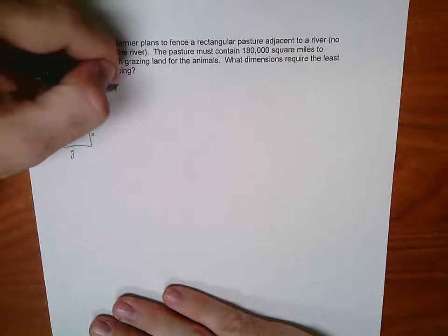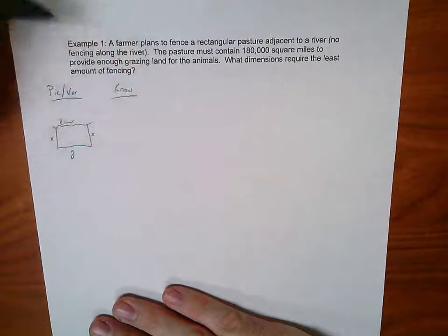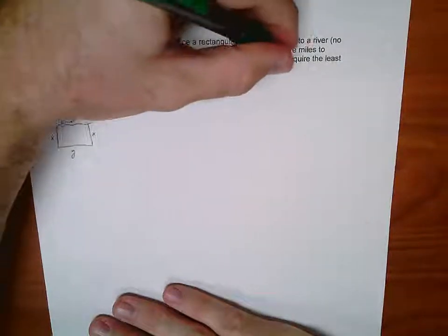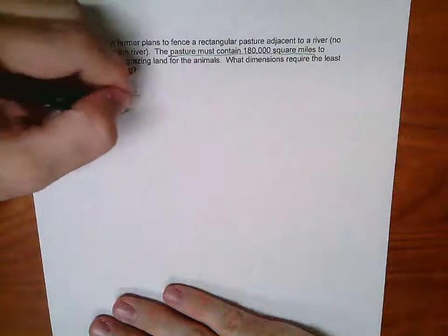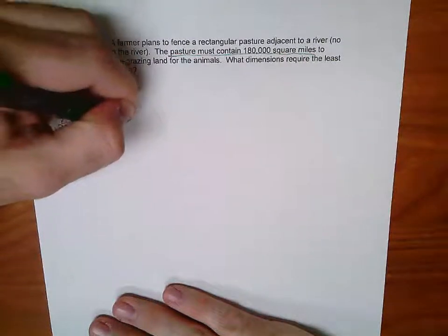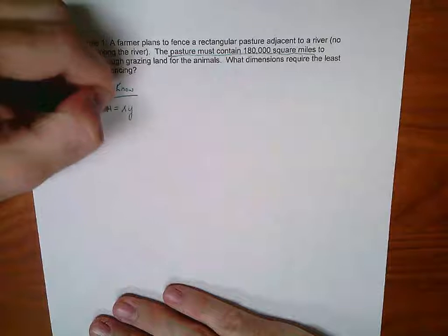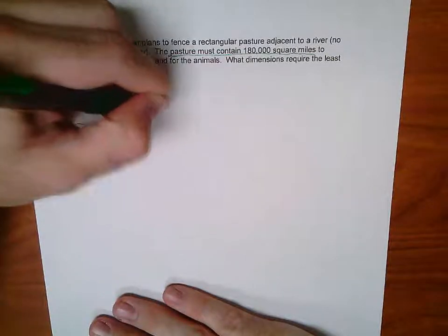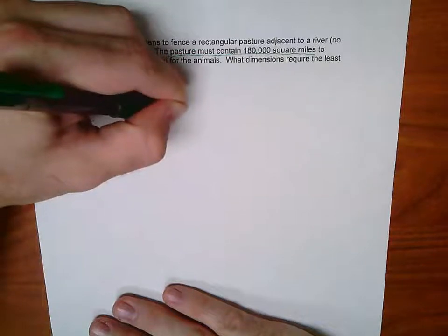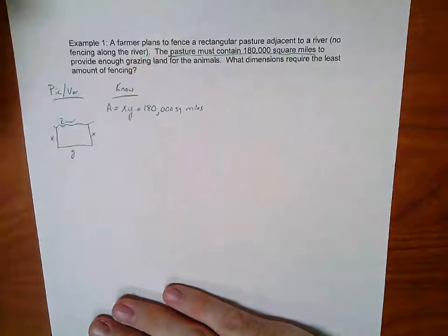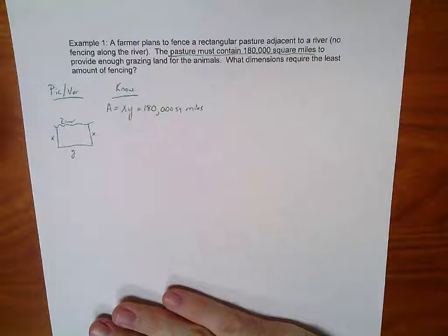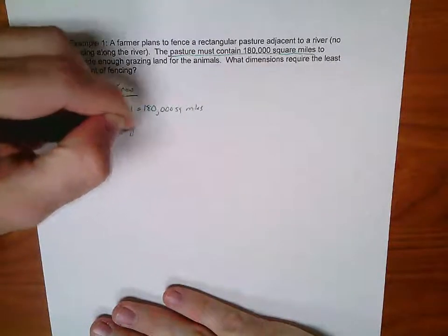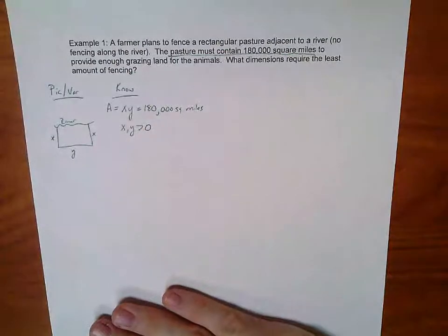So what do we know now? We know the pasture must contain 180,000 square miles. To find area, we know it's length times width, so X times Y. Call that area: A equals X times Y equals 180,000 square miles. Remember, area units are always going to be square units. And we know in this case, X and Y are both greater than 0.